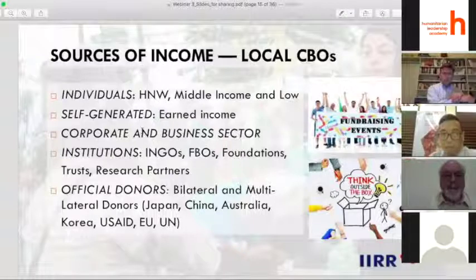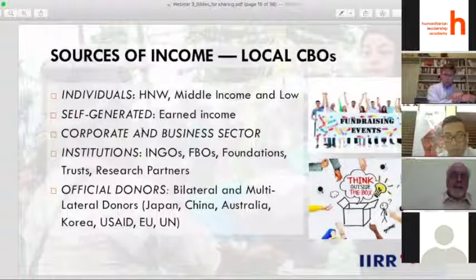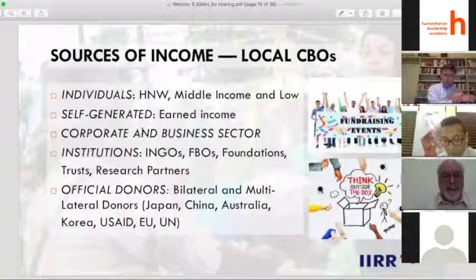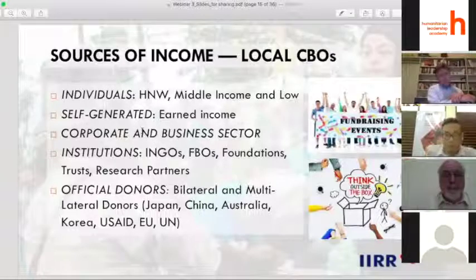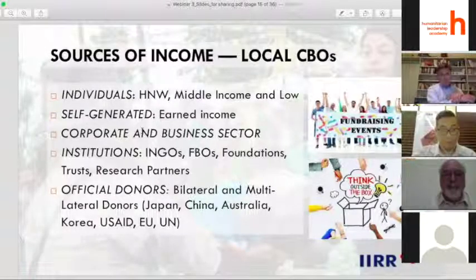And finally, we've got the official donors. All too often, we tend to talk about donors as though they are official donors, that is, bilateral and multilateral donors. Here in Asia, of course, we have many generous official donors from Japan, China, Australia, Korea. USAID, of course, has long been a big donor to some of the countries in Southeast Asia. The EU, particularly some Northern European countries, and of course, the various UN agencies. These donors, of course, are quite demanding professionally in terms of how you succeed in generating income from them. The rewards can be high, but quite often you have to raise your organizational capacity significantly to qualify for those.